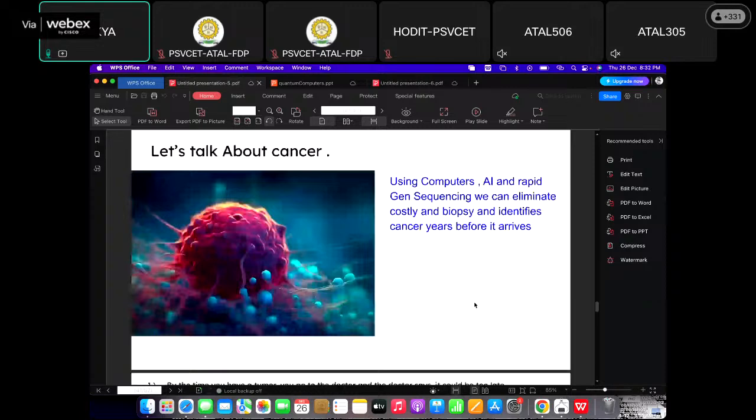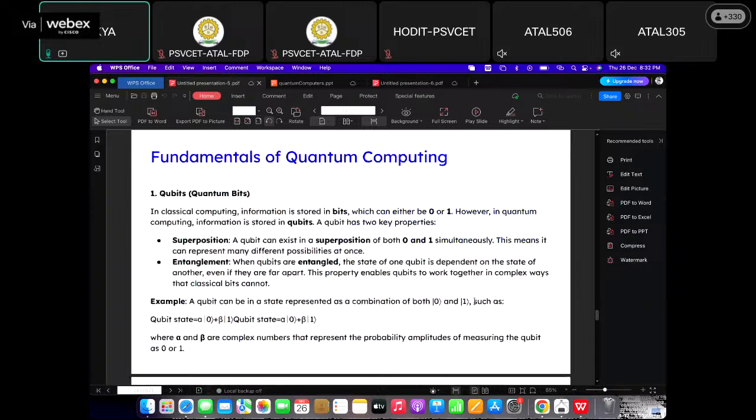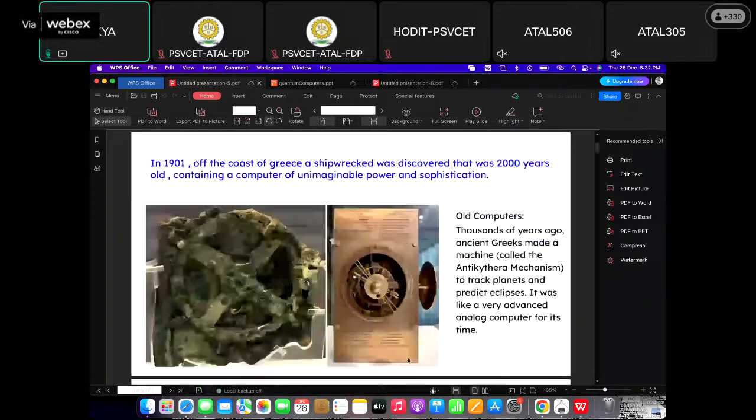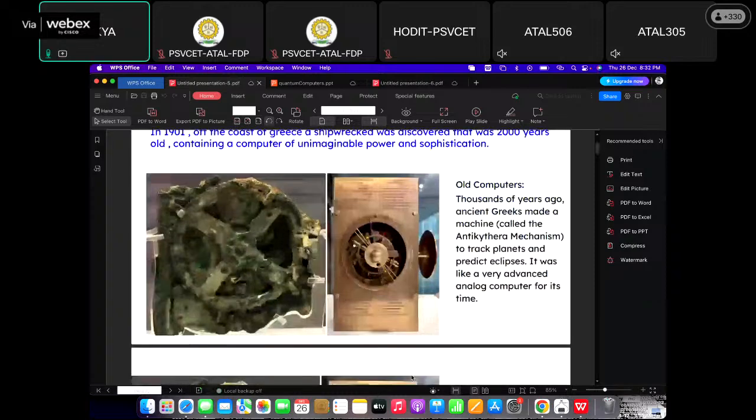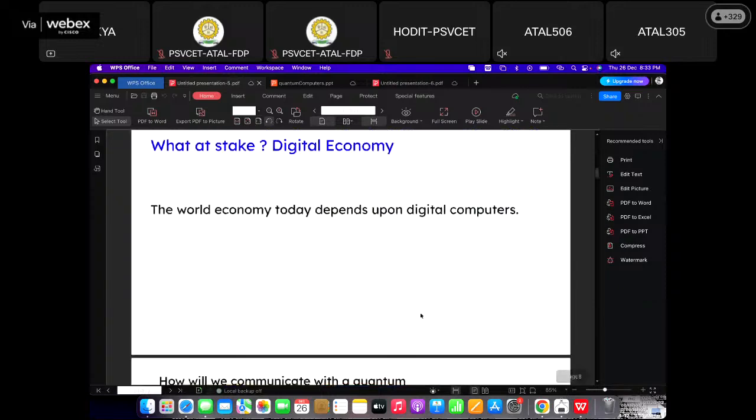These are the fundamentals of quantum computing. First, you should know what quantum computing is. You need to check the textbook. If you don't know anything about quantum computing, you can check the encryption techniques, the decryption techniques, how you can assemble it, analog computers and digital computers. Then what are the differences between classical and quantum computers? Then what is at stake, that is the digital economy, and how we will communicate with quantums.